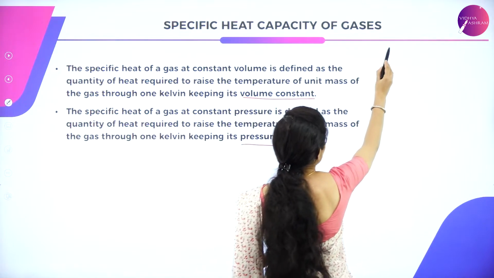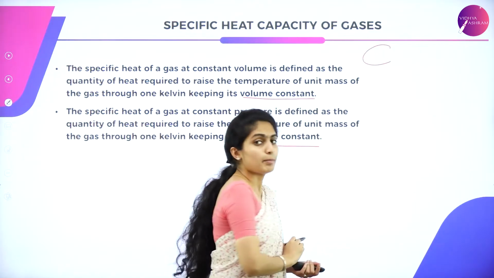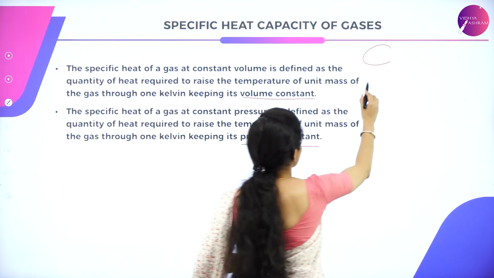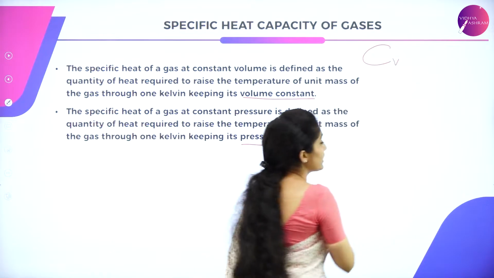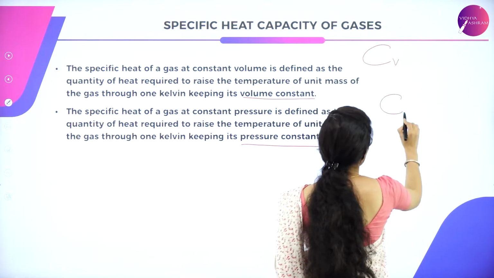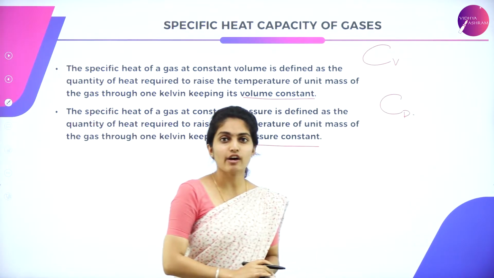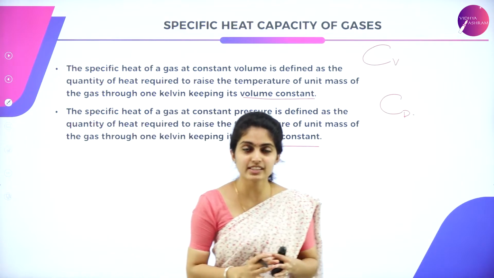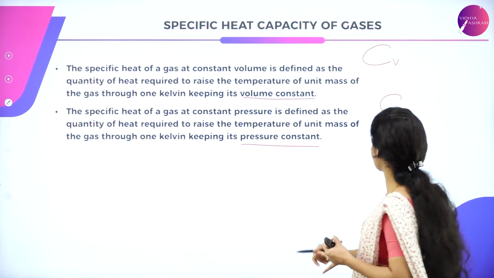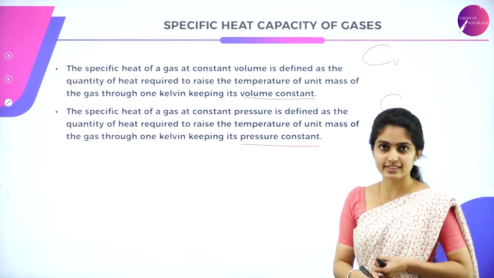Then the specific heat is denoted by the symbol C. At constant volume it is CV, and at constant pressure it is Cp. So we have the specific heat capacities at constant volume and constant pressure, given by CV and Cp.